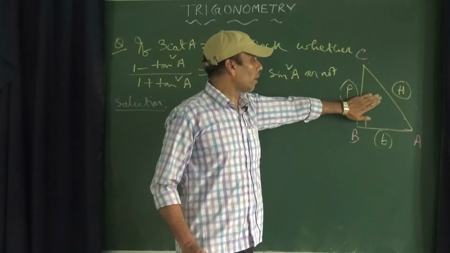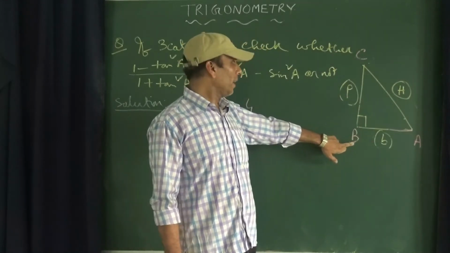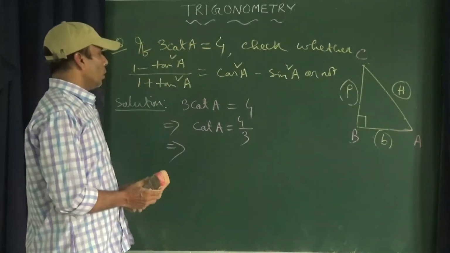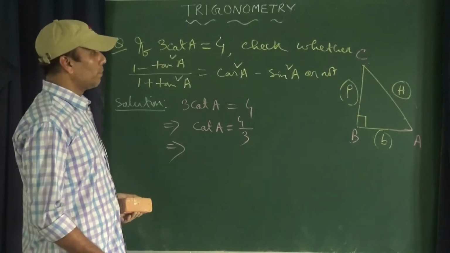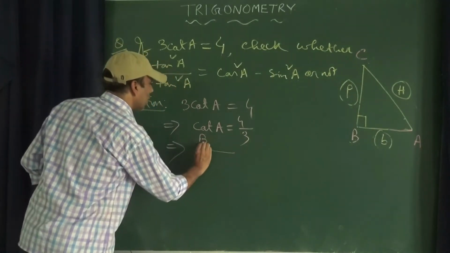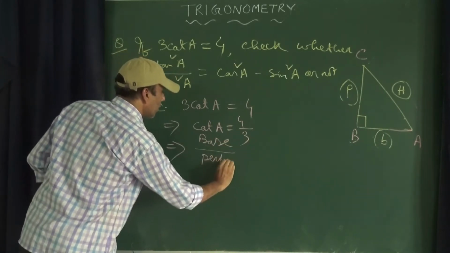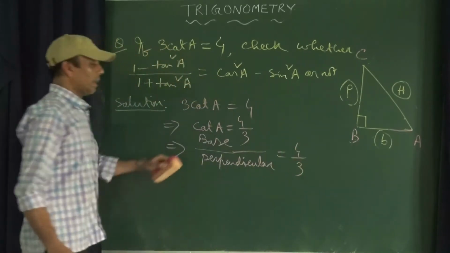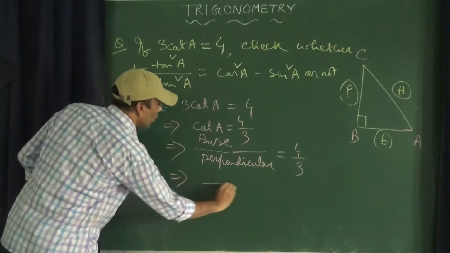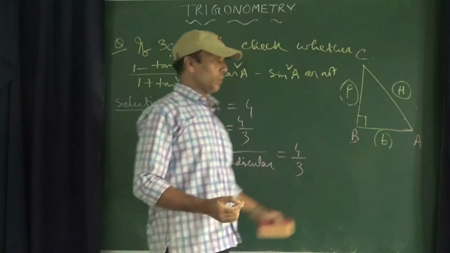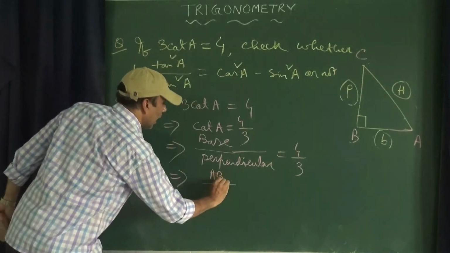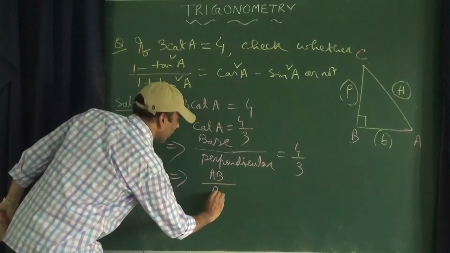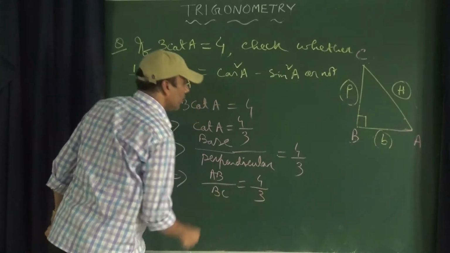So, for this diagram, which is our base? Our base is AB, perpendicular is BC and hypotenuse is AC. So, cot A is equal to base by perpendicular, that is equal to 4 by 3. Now, we will put names in place of base and perpendicular. The base is AB, and the perpendicular is BC. So, AB by BC equal to 4 by 3.